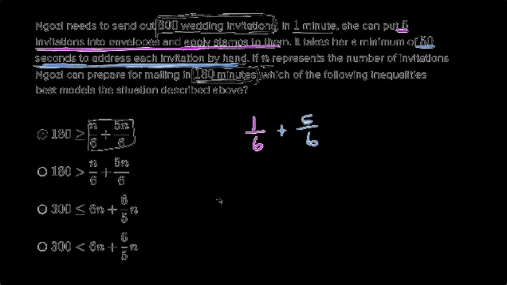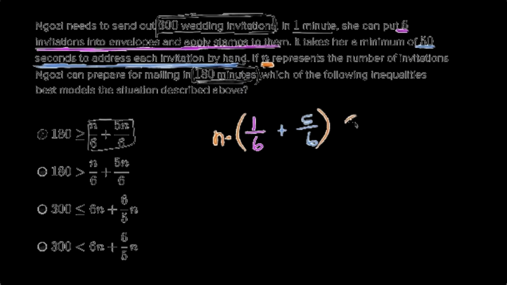And I'm really tempted to add these because they add up to 6/6, or 1, but it doesn't look like they added them over here. So I'm going to keep them like this. So this is how much time in minutes she would spend on any one invitation. And then if she's doing n invitations, this is per invitation, so you multiply it by n. This is the total amount of time she would spend if she did n invitations. And so this thing right over here has to be less than or equal to 180.